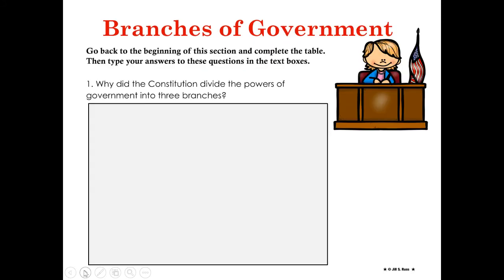All right, and then the last thing you need to answer today is why. Why did the Constitution divide the powers of government into 3 branches? What's the reason that we have them? So look back into your reading that we just did and find your answer. Why did the Constitution divide the powers of government into 3 branches? Fill in your answer and then either submit through Schoology or check in with your teacher.